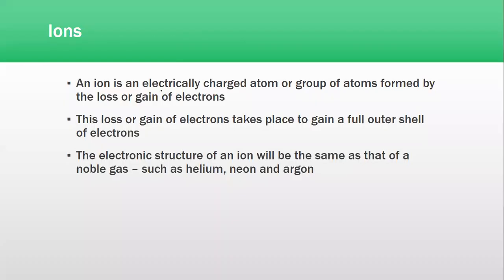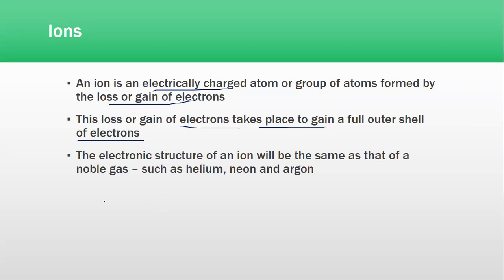Now, an ion is an electrically charged atom or group of atoms formed by the loss or gain of electrons. This loss or gain of electrons takes place to gain a full outer shell of electrons. Let's say, why does any atom have to become an ion? So it can complete its outermost shell.